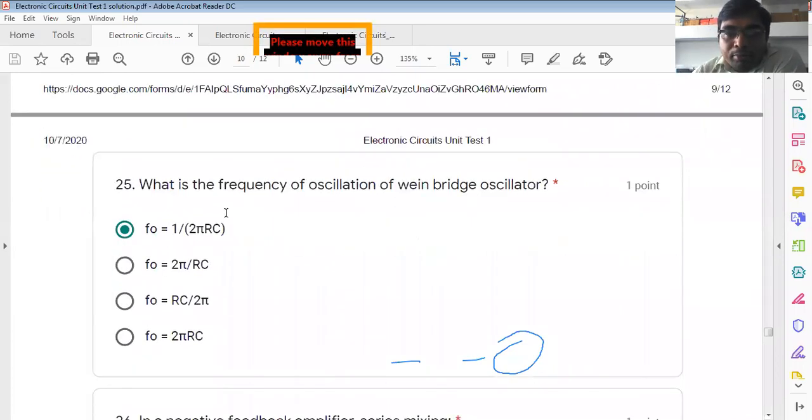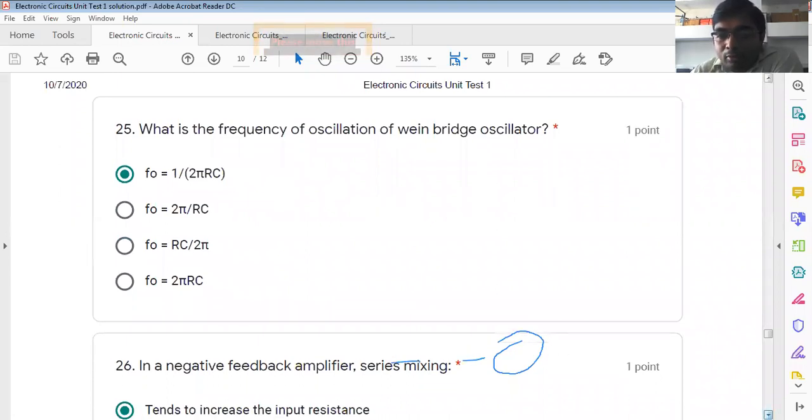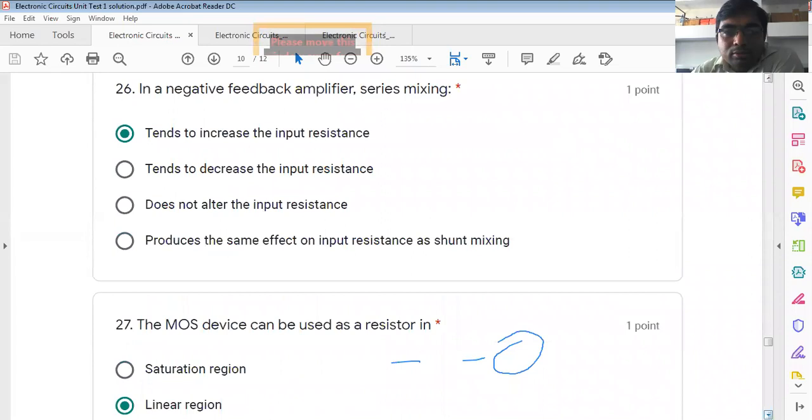Now come to the 25th question. What is the frequency of oscillation for the Wien bridge oscillator? It is very simple. F naught should be equal to 1 upon 2 pi RC. That we have already learned in the second unit in detail. So you just have to remember the formula. It is a formula based question, there is nothing analytical, you just have to apply knowledge.